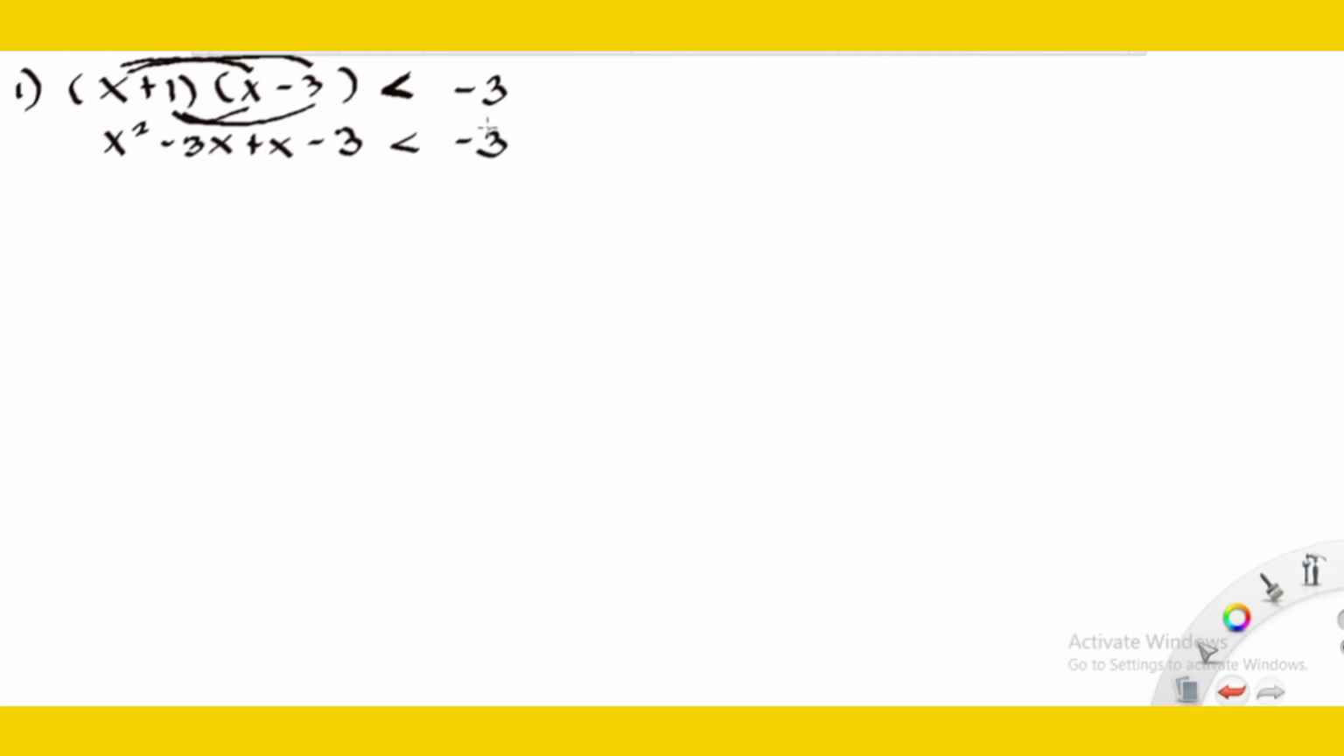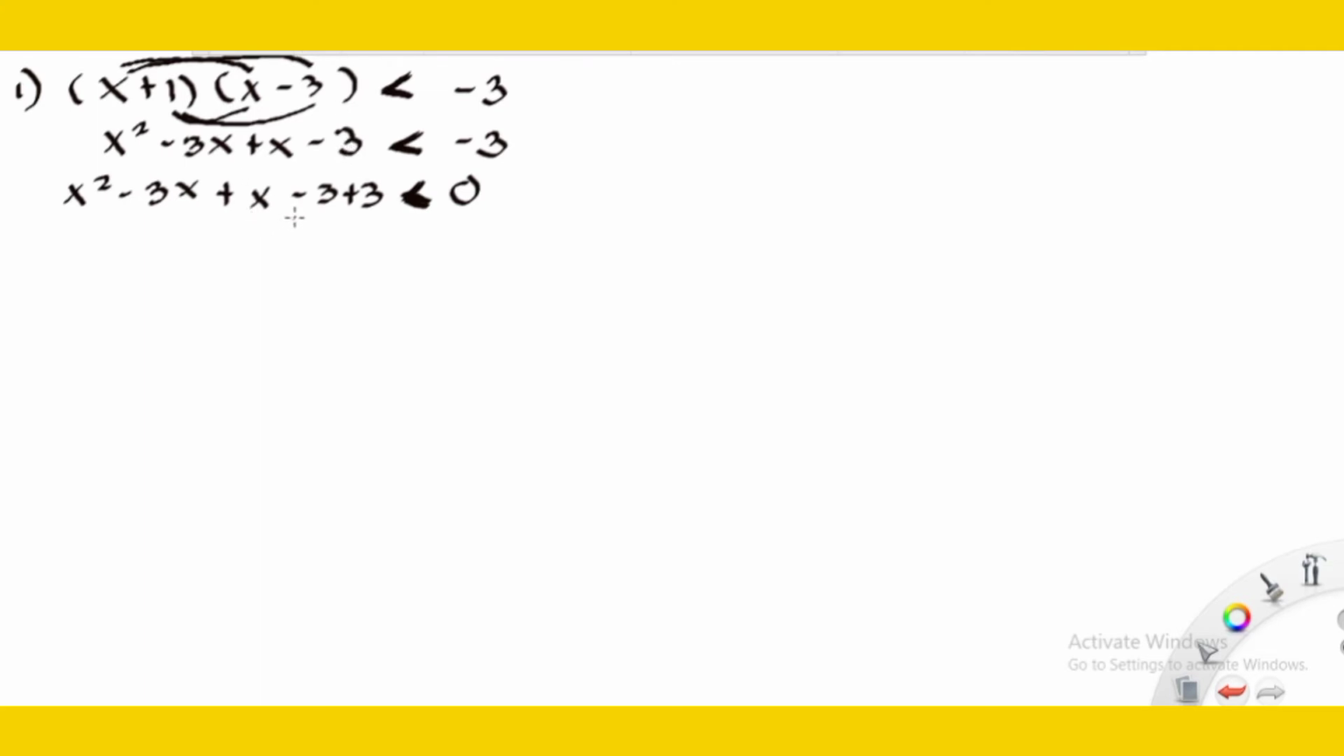Alright, ilipat naman natin itong negative 3 on the other side of the inequality symbol. So this will become x squared minus 3x, just copy this, plus x minus 3. Lipat si negative 3. That will become plus 3 is less than 0. So this negative 3, pag nilipat natin on the other side, will change its sign. So we will treat this the same with an equal sign. So parang tumawid ka rin ng equal sign. So every time tatawid tayo ng inequality symbol, yung mga numbers na tinatawid natin will also change their signs.